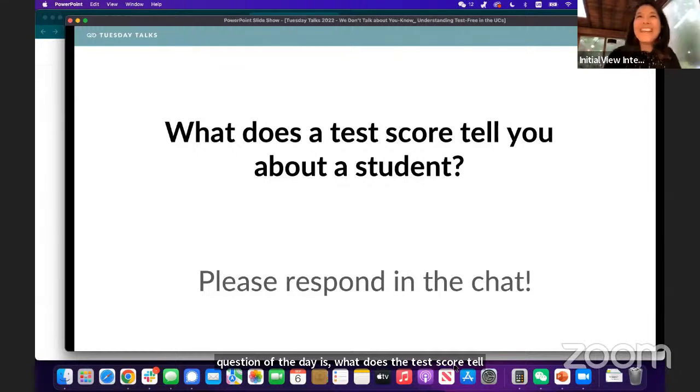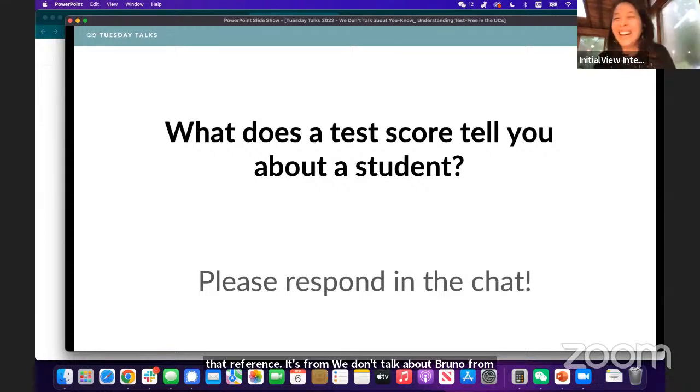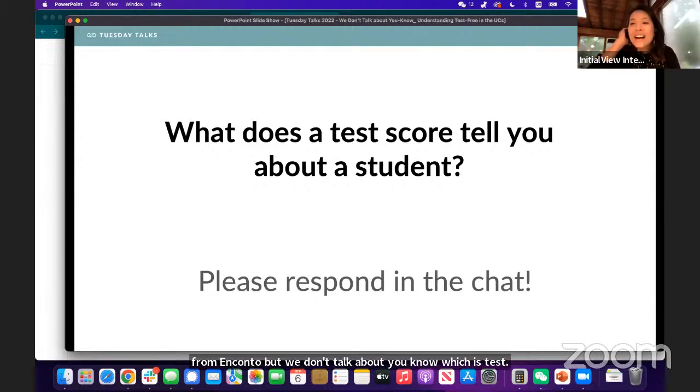And I'm saying this because we named this talk, We Don't Talk About You Know. And I hope everybody got that reference. It's from We Don't Talk About Bruno from Encanto. But we don't talk about you know, which is tests. But I know that as a student, particularly from the countries that we're talking to tonight, tests have been a big part of your life. Your whole entire life, you've been taking lots of tests. And they have defined some moments for you all.